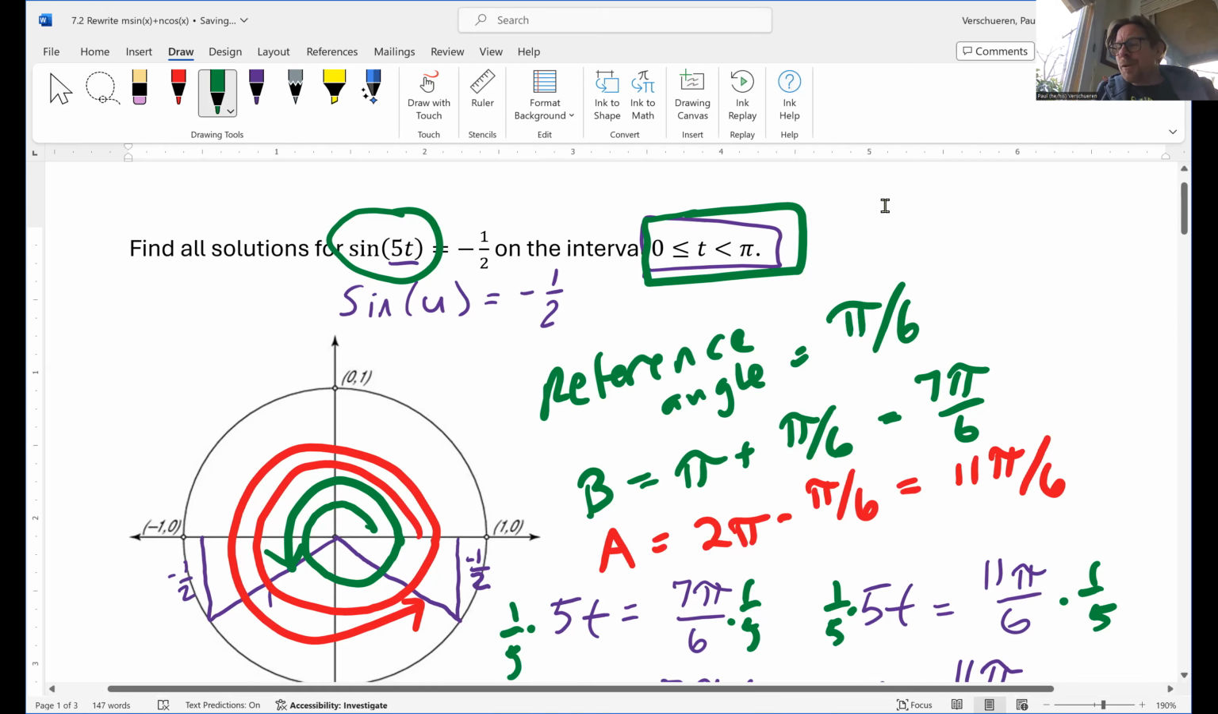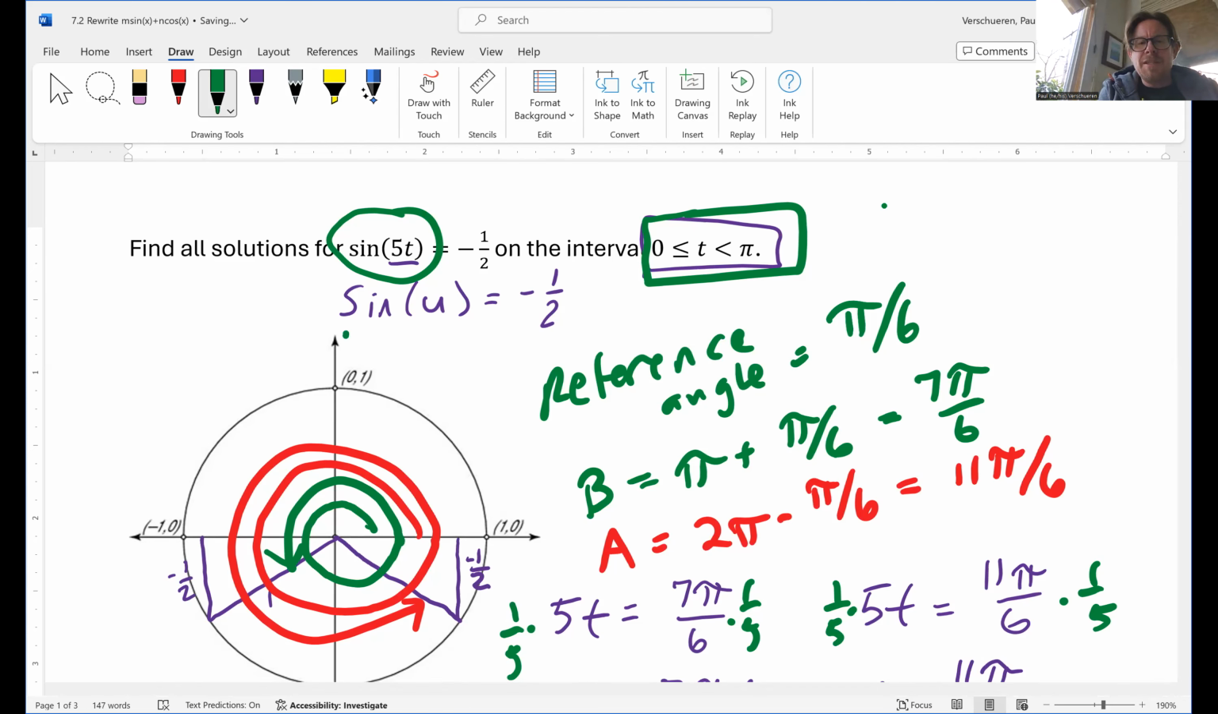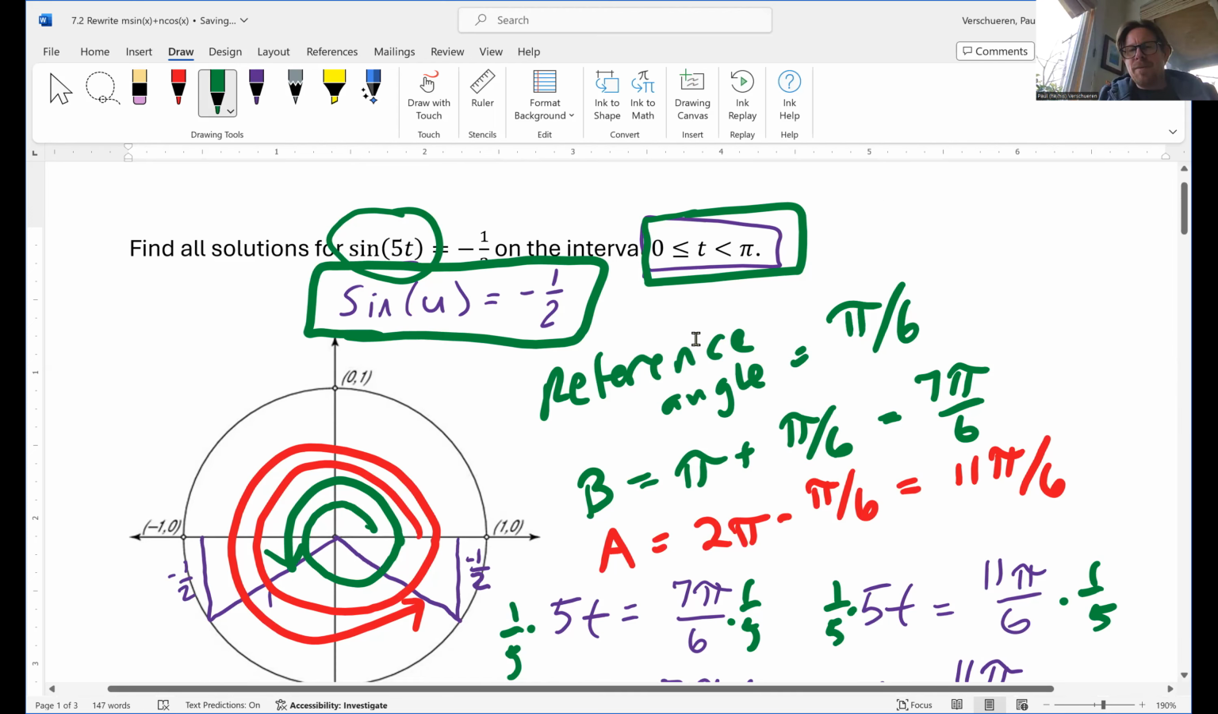In a general way, a good way to think of it is that as soon as you step in and call something u, there might be these other possibilities that happen based on the algebra when you solve for t. So look out for that.